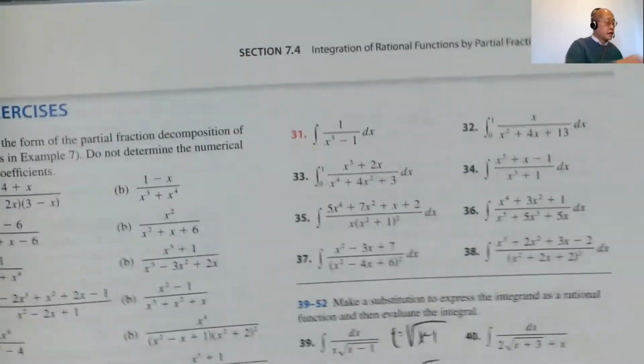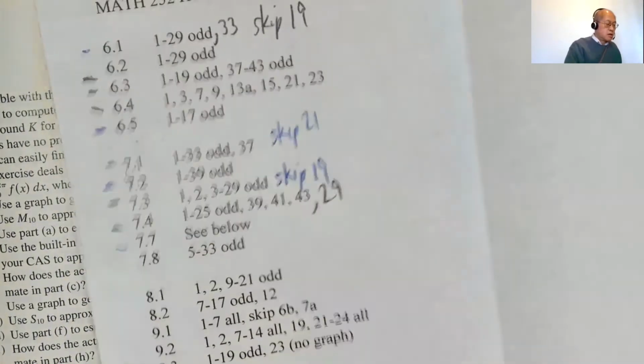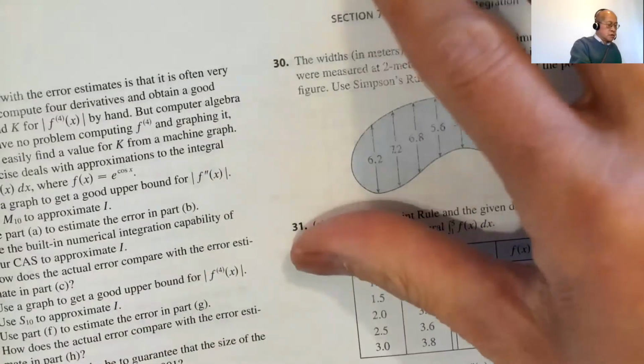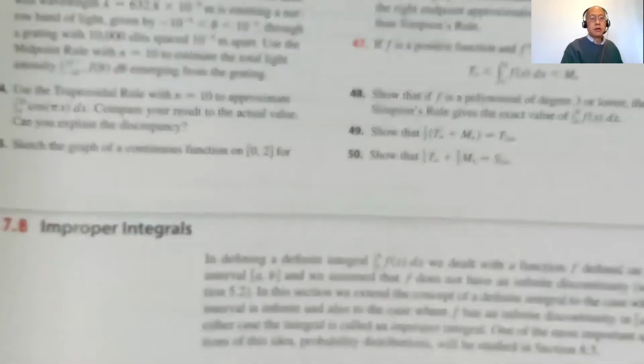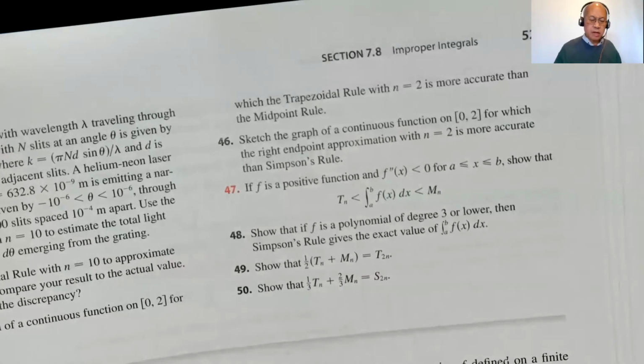Okay, all right, so that was it for this section. I'll speak a little bit about 7.8, which is something called improper integrals. We'll talk about what improper integrals are, and that's the last section before the test. So test on Friday. For 7.8, we have 5 to 33 odd. Improper integrals, page 527. So we had to go as high as problem 33, I believe it was.